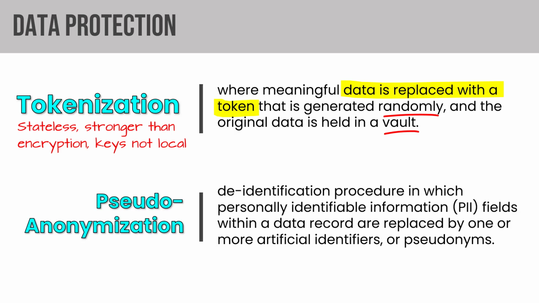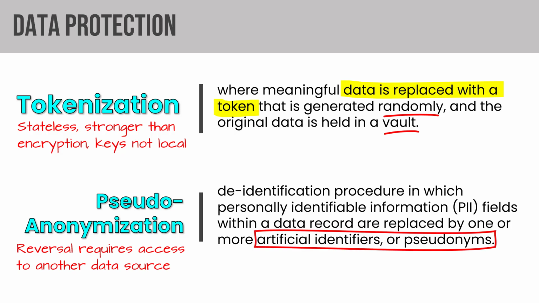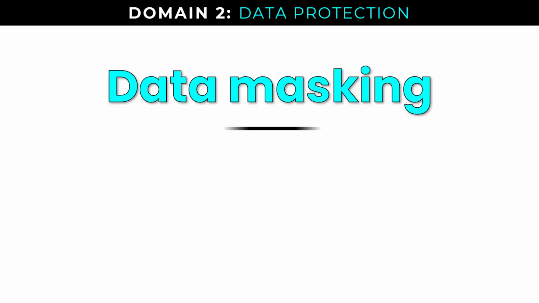And then we have pseudo-anonymization, where we're de-identifying personally identifiable fields within a data record. They're replaced by one or more artificial identifiers or pseudonyms. So reversal actually requires access to another data source, but the key there are the artificial identifiers or pseudonyms.